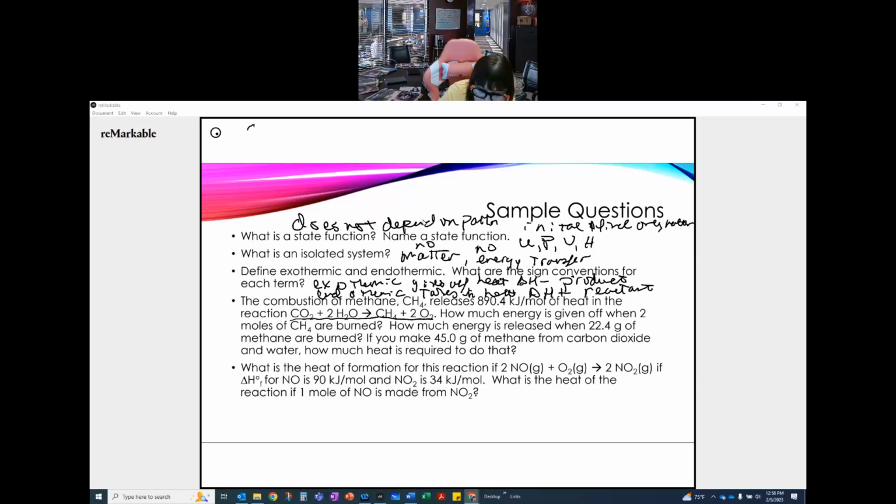And so what I'm going to be looking at is CH4 plus 2O2 going to CO2 plus 2H2O. And of course, the delta H for that is going to be the negative of what I had before, 890.4 kilojoules per mole, which makes sense because it should be giving off energy when I am combusting it. How much energy is released when 22.4 grams of methane are burned? Okay. 22.4 grams CH4.